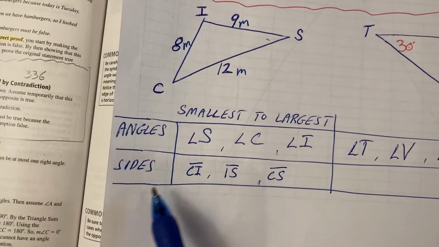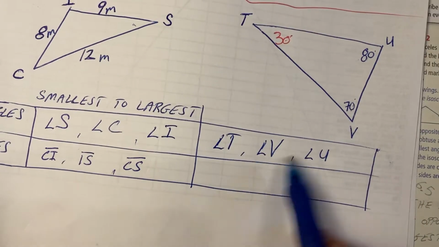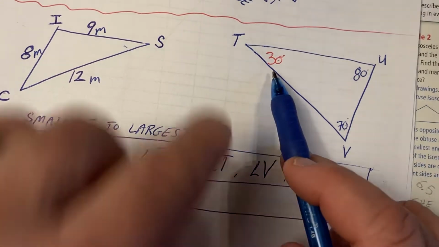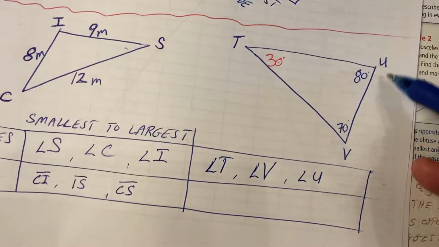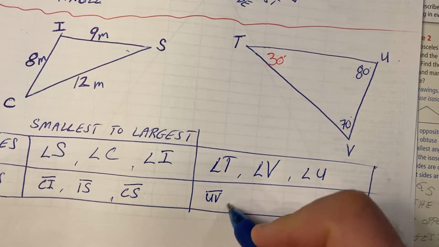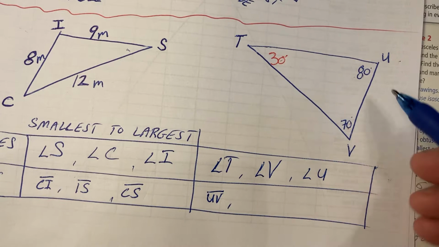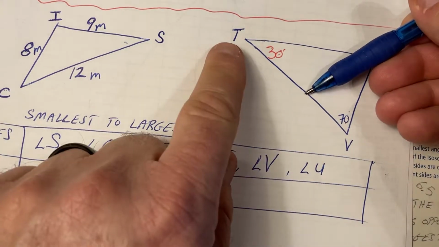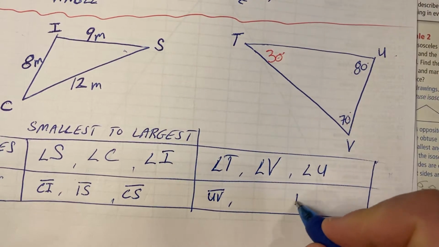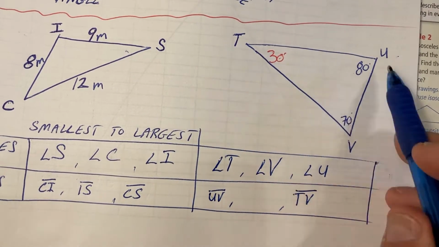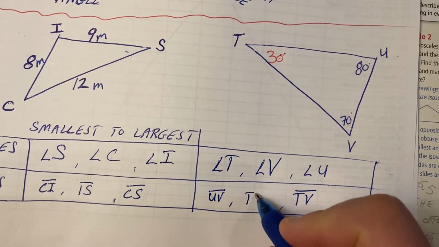Okay, what about sides? This right here. Oh, sorry, smallest. That's the smallest angle, so the smallest side is this one, UV. The largest angle is this one, so the opposite of that would be this. That's the largest side, TV. And in the middle is going to be TU.